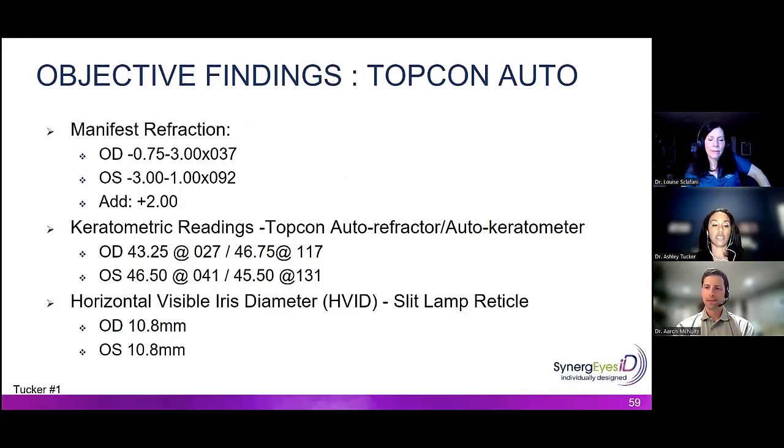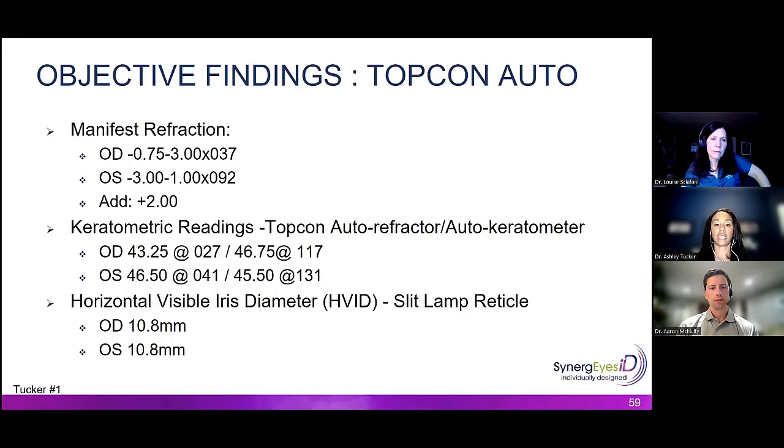So looking at his manifest refraction here, he has a funny refraction. The right eye, he's a myopic astigmat with this funny oblique astigmatism, and the left eye has an opposite appearance with against the rule astigmatism here, and just a +2 add. Then looking at his keratometry values, we do need to look at these things because at first glance, you may think he's a little bit keratoconic, but he's not. He just has a steep K.